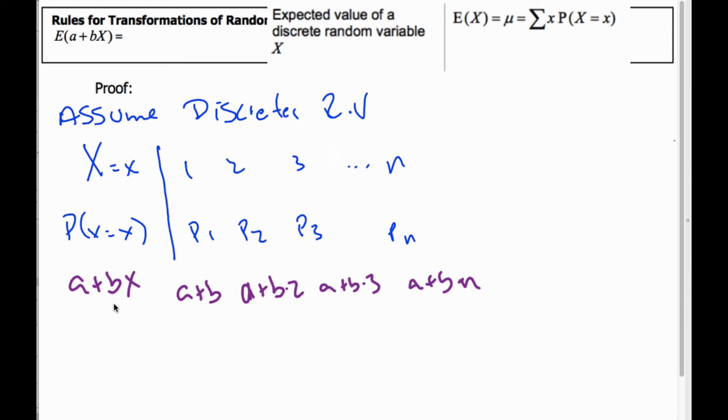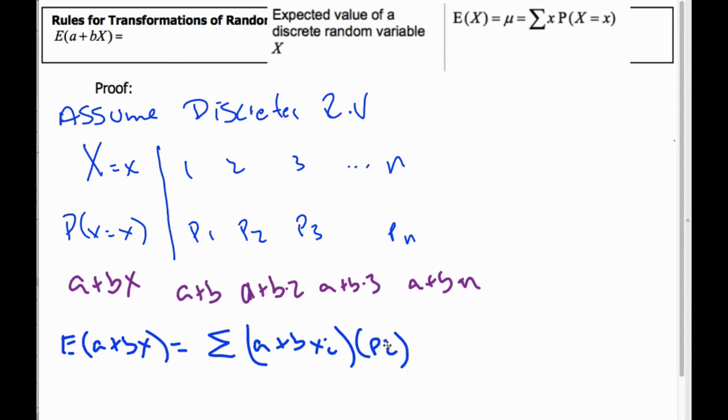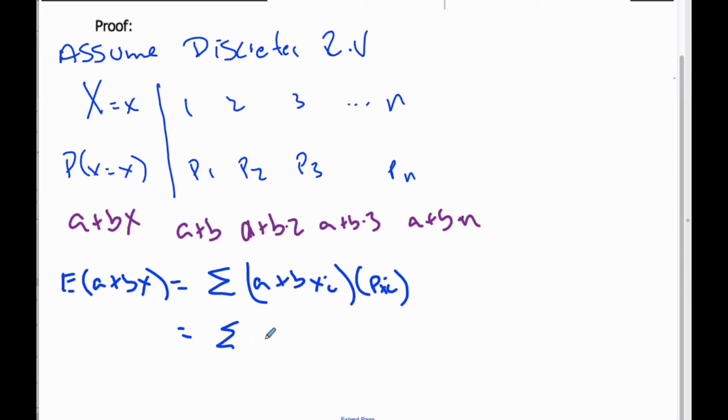So let's actually do that. We're going to calculate the sum. The expected value of a plus bx is equal to the sum of a plus b x sub i times p of x sub i, which I know is going to be the sum of a times p of x sub i plus b x sub i times the probability of x sub i.